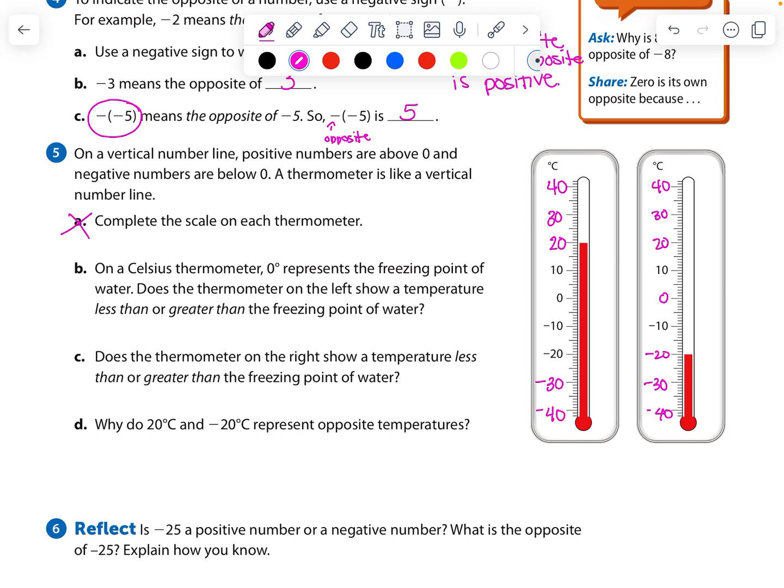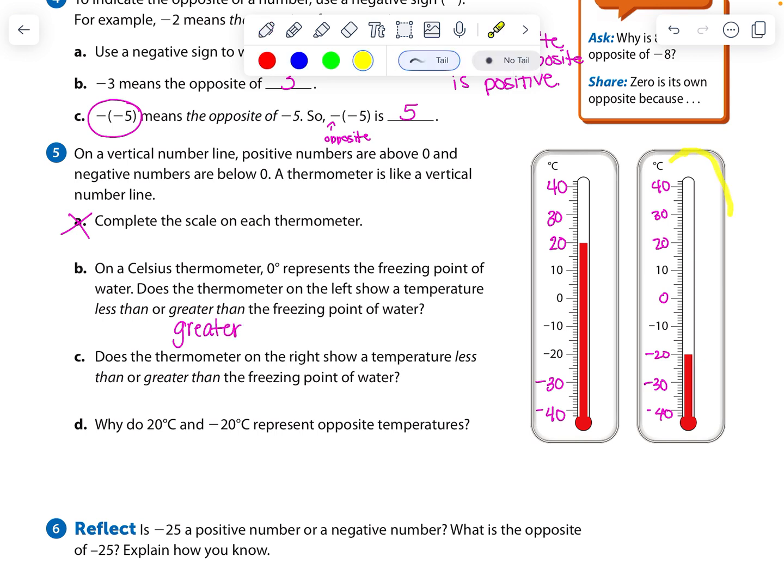Got this one. On a Celsius thermometer, 0 represents the freezing point of water. Does the thermometer on the left show a temperature less than or greater than the freezing point of water? Okay, this would be the one it's talking about. And that's one thing about the Celsius, it's kind of nice. 0 is the freezing point. So is this going to be greater than or less than the freezing point of water? We say greater because it's above 0.